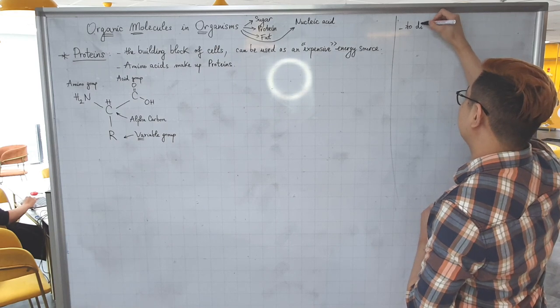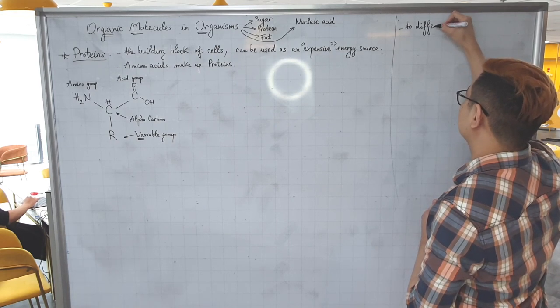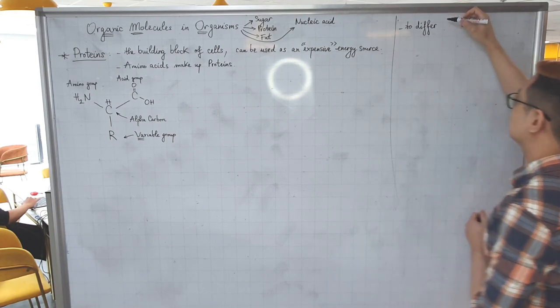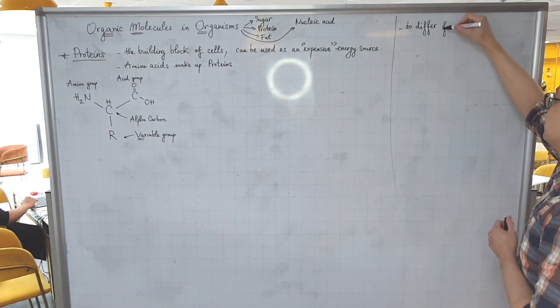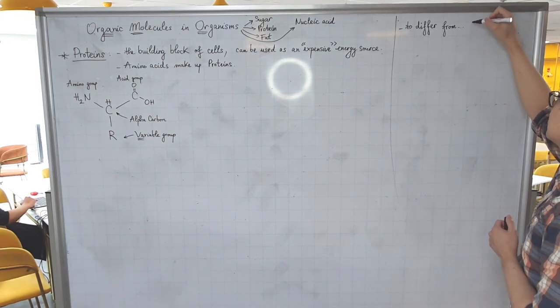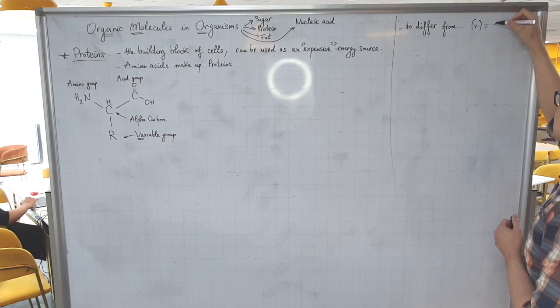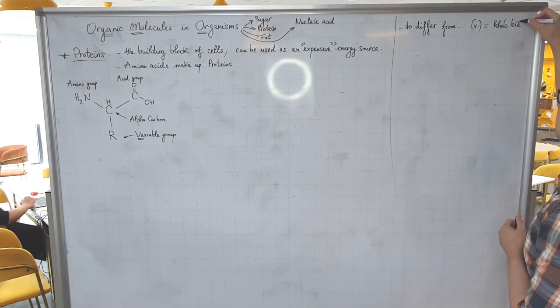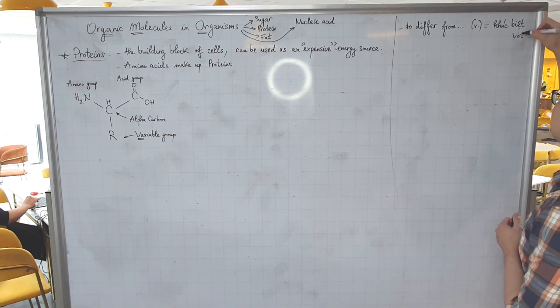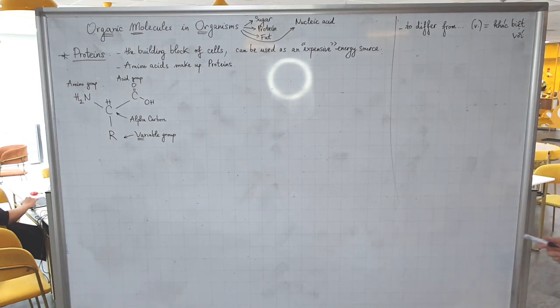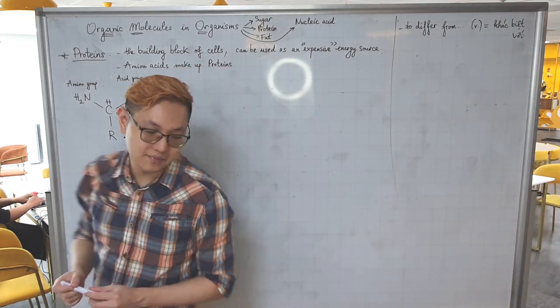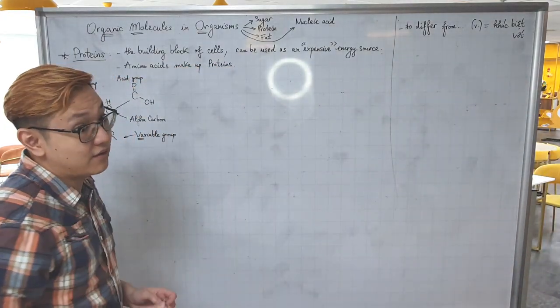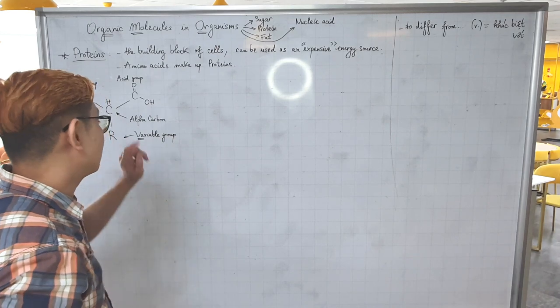To differ, đọc từ to differ. To differ from something. Khác biệt với gì đó. Differ from nha, chứ phải differ with nha. Differ from. They only differ from. So basically, they differ from each other in the R group only.